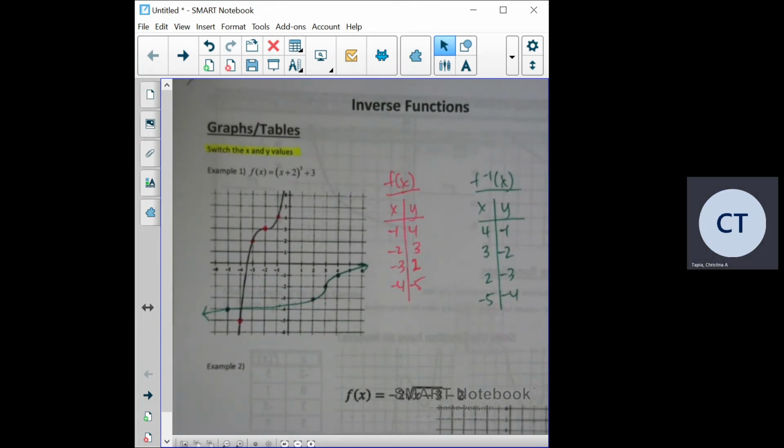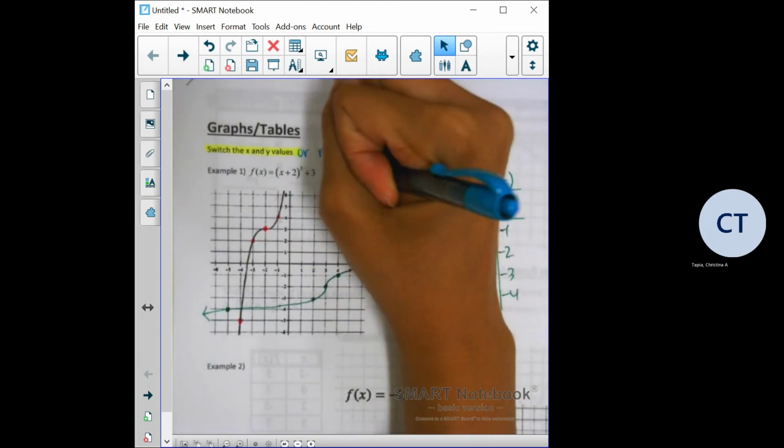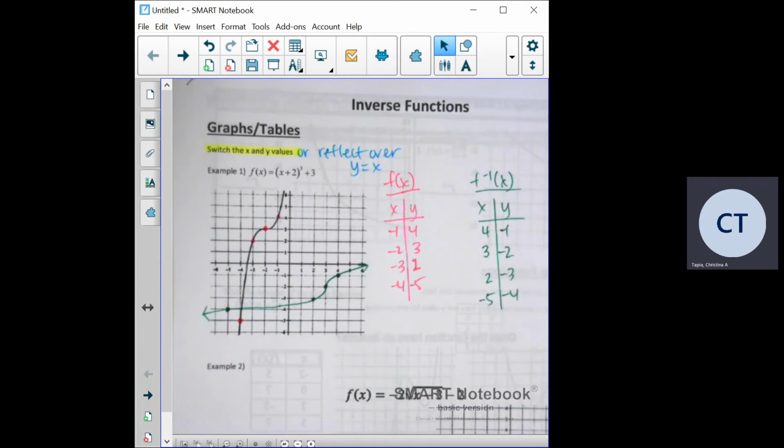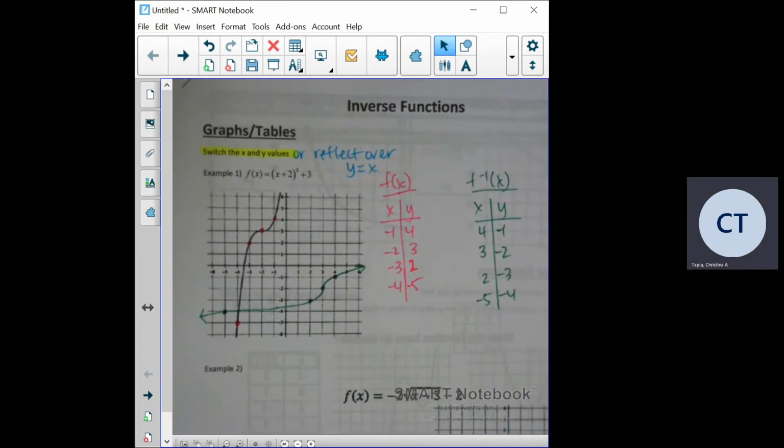So I think I mentioned earlier, there's two ways you can find the inverse function. The most common way is to take the x and y table and literally switch the location of the x's and the y's. The other thing that you could do, which you did learn again back in Algebra 2, is to have it reflect over the line y equals x. Y equals x is the linear parent function. It has a y-intercept of 0 and a slope of 1.